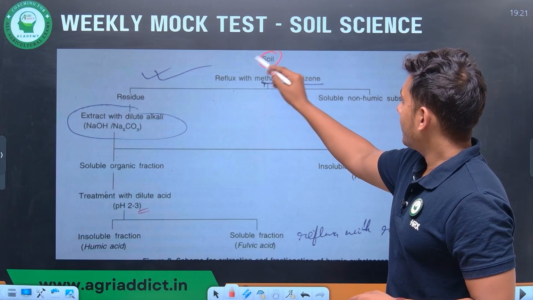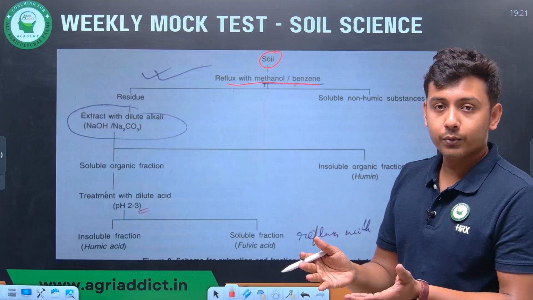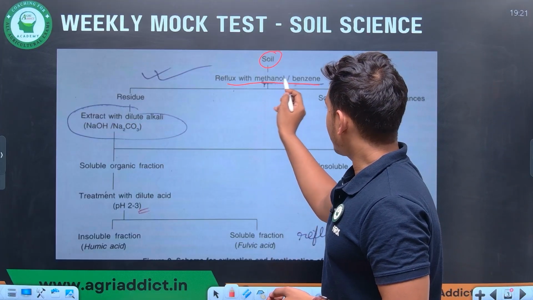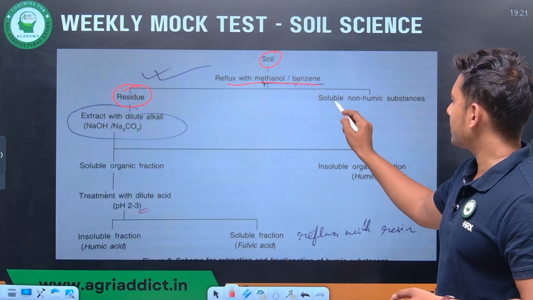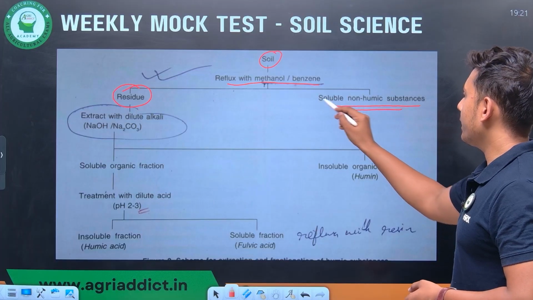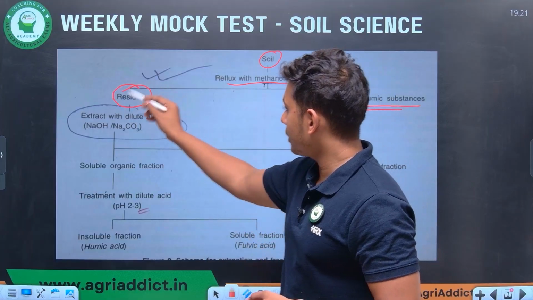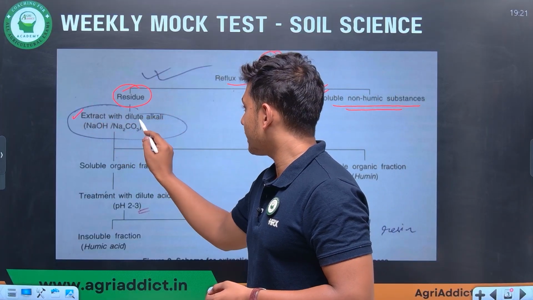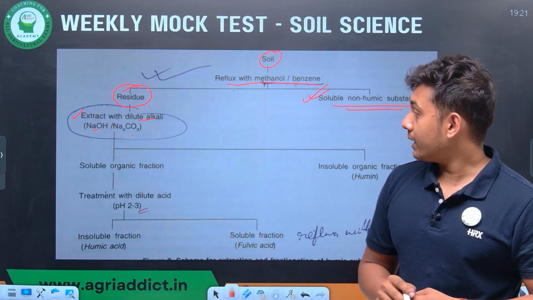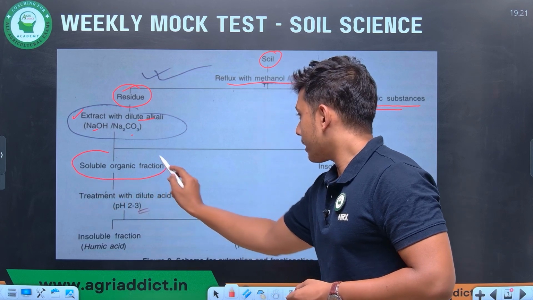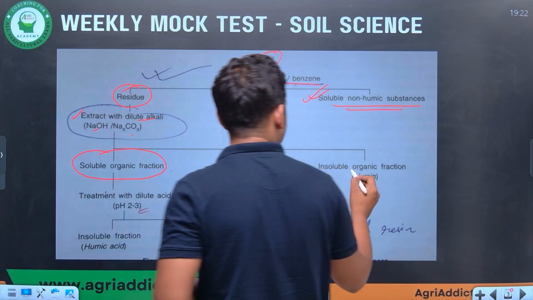First we take soil, then we reflux with methanol and benzene. After reflux we find a residue, and also the soluble non-humic substance. We discard the soluble non-humic substance, and the residue is extracted with dilute alkali, maybe sodium hydroxide or sodium carbonate. By this we get two fractions: the soluble organic fraction and the insoluble organic fraction.